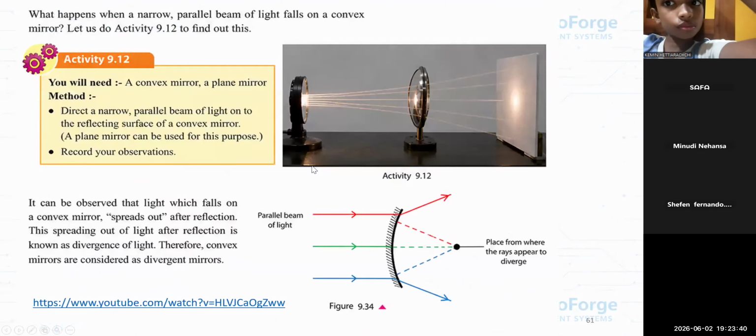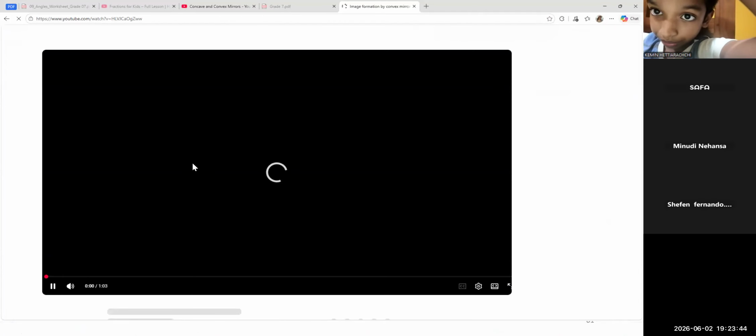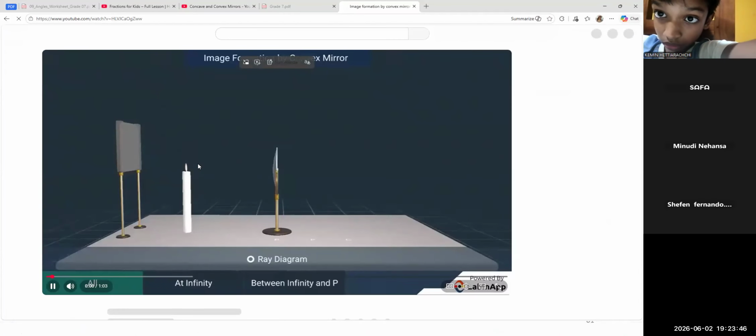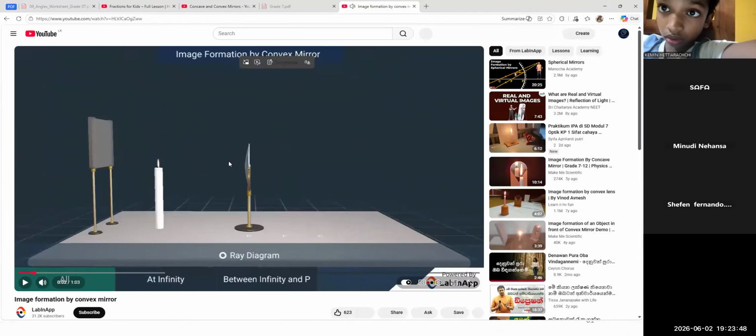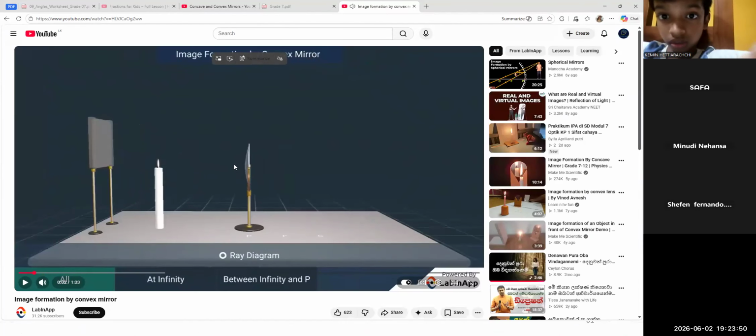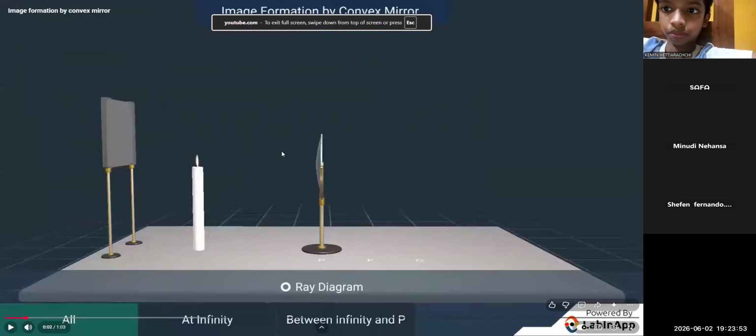Then convex mirrors. Again, let me show you this video. Previously, we watched the video regarding the concave mirror. Now, the convex mirror.